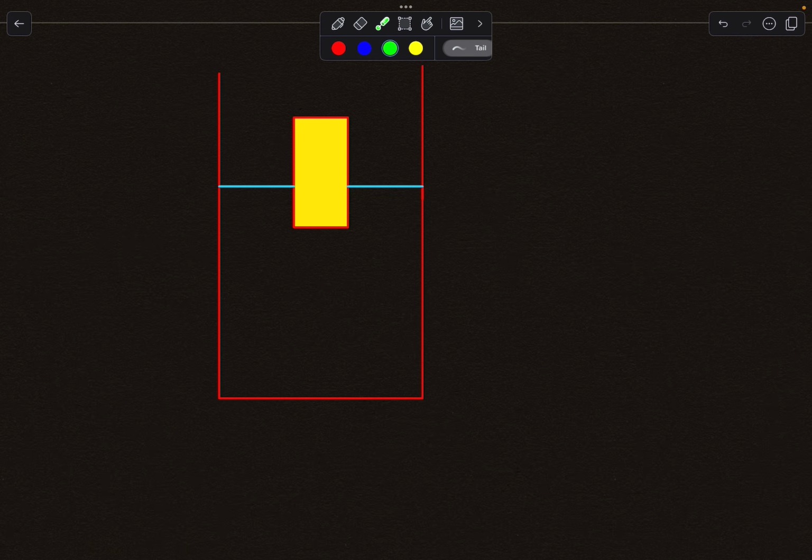Okay guys, the next important thing is that if we try to push this cylinder in by an amount, then the water level is going to go up because of volume conservation.